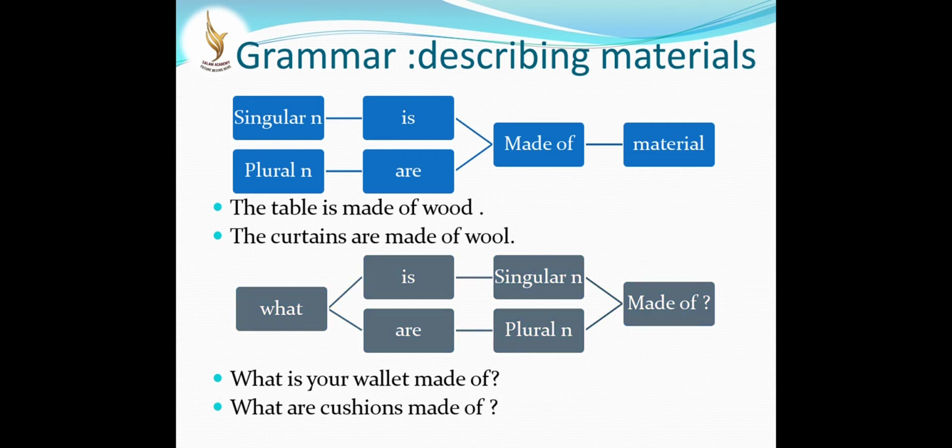How can I ask about the material? What, followed by is or are, according to the noun and made of. What is your wallet made of? What are cushions made of? And the cushions, by the way, is the soft thing that you put your head on when you sleep. Cushion.